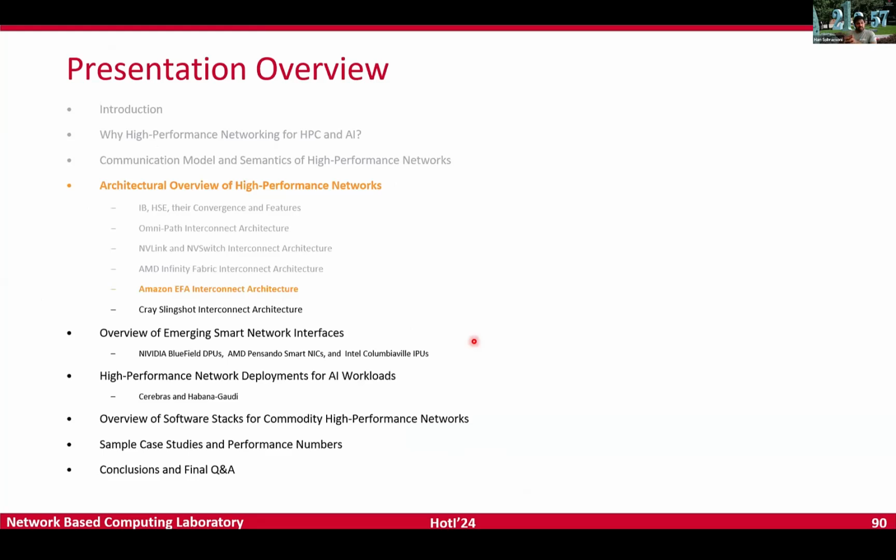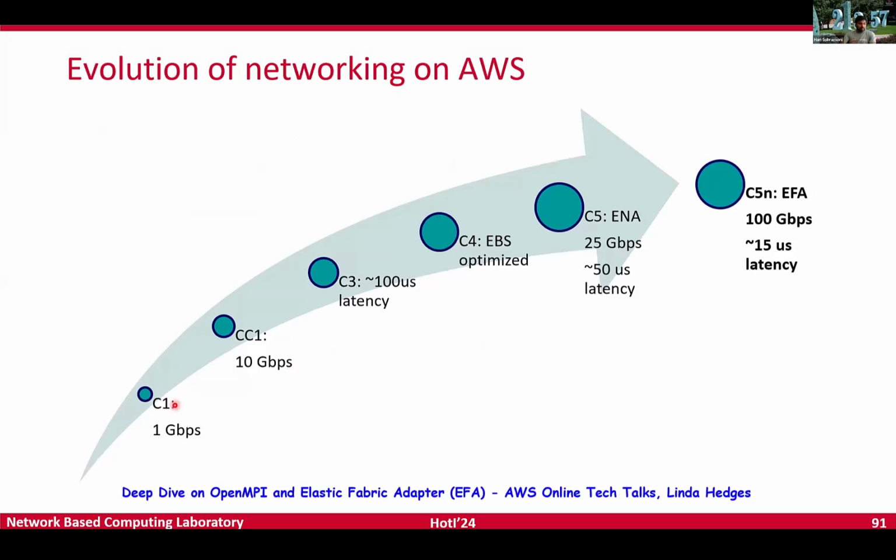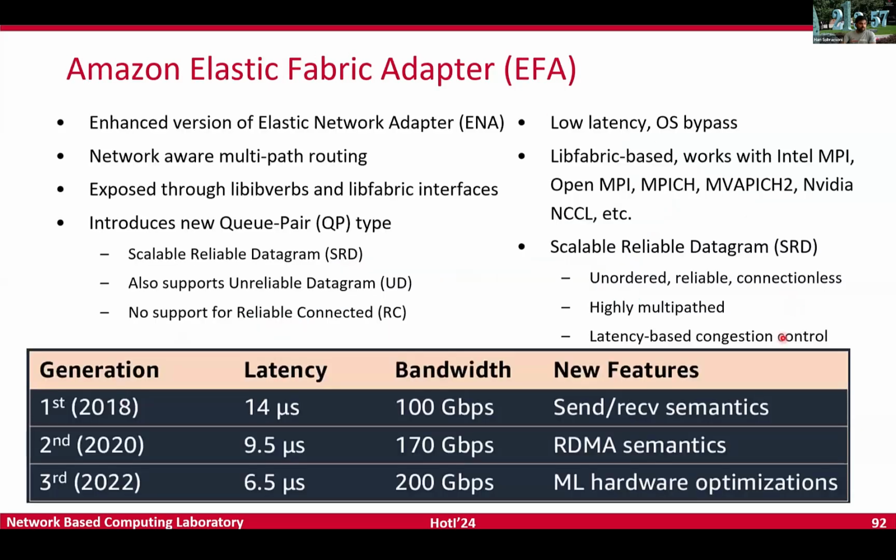So far, we have looked at solutions for GPU-based fabrics and, let's say, commodity fabrics. Now, Amazon has also been working on the interconnect area for a long time. They started with the C1 adapter, which was at 1 Gbps. Most recently, they have gone to the third generation of their Elastic Fabric Adapters with a bandwidth of 200 Gbps and a latency of very close to 6.5 microseconds, which have a lot of optimizations.